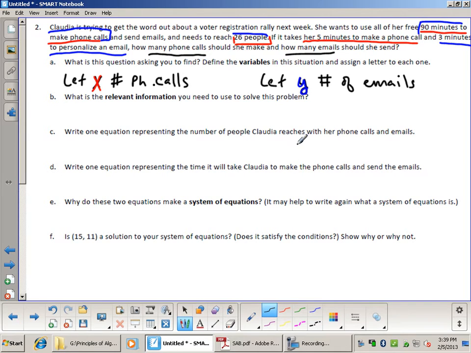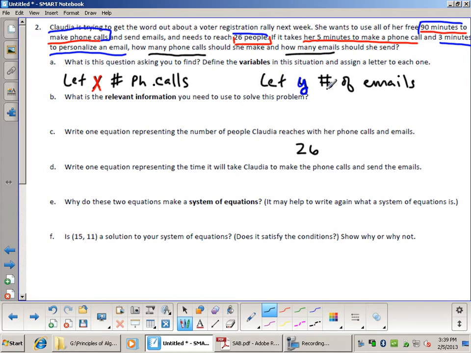So total of 26 people. Well, again, this is where we can't separate the problem from the numbers. So 26 people, but I define phone calls and emails. So we have to make a working assumption here. If I'm calling someone, I'm calling just one person. If I'm emailing, I'm hopefully emailing just one person.